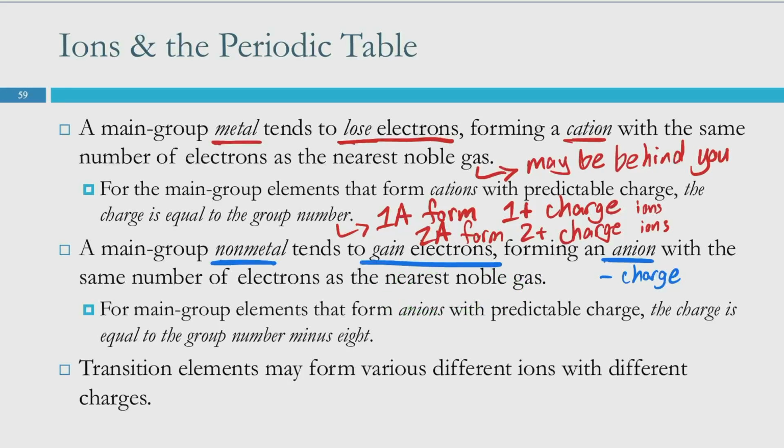So, for example, fluorine, we've got here on the periodic table. The nearest noble gas is neon. How many electrons does neon have? It's the same as the number of protons. So neon would have 10 electrons. So fluorine, when it forms an ion, is going to have 10 electrons. It normally has 9 electrons. It has 9 protons. If it has 10, then it has 1 extra electron, 1 extra negative charge. So it forms a 1 minus charge.